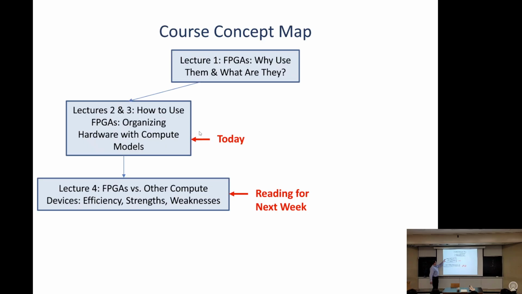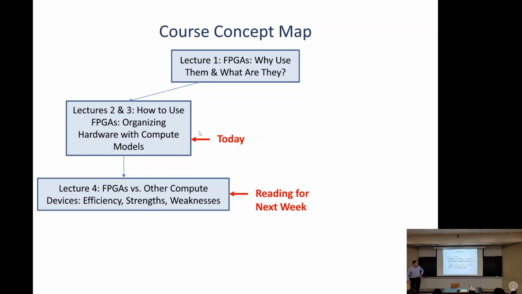Okay, so here's my little concept map. Where are we? We're in the second part of how we organize hardware with compute models. I'm going to give you readings for next week, which starts to move on to the next subtopic, which is how FPGAs compare against other compute devices, which we talked about a bit in Lecture 1. We'll try to get a few actual numeric bounds. But those are the readings for next week. Today we're going to keep talking about compute models.